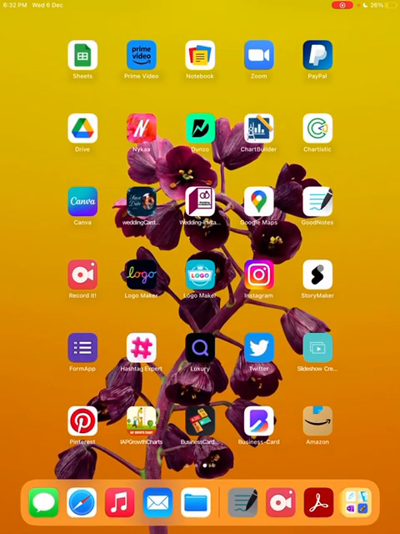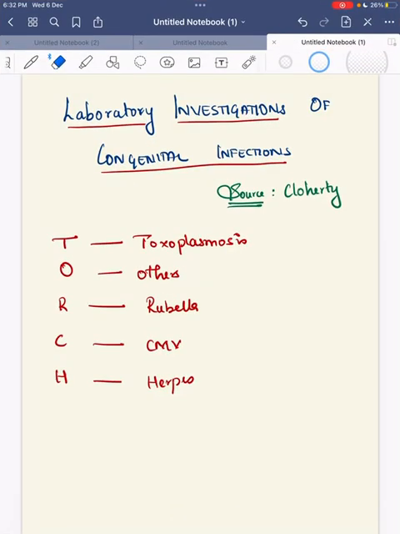Hello everyone. Today we'll discuss laboratory investigations of congenital infections. In congenital infection, everybody knows it is TORCH infection. T stands for toxoplasmosis, O stands for other infections, R for rubella, C for CMV and H for herpes.